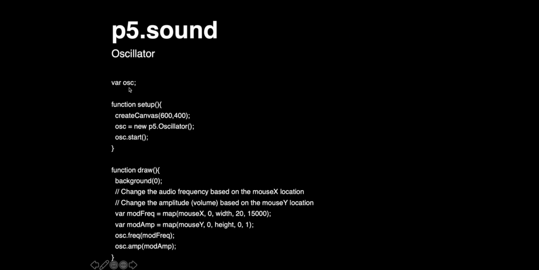To start, we're going to create a variable for an oscillator, and then we're going to apply that to an oscillator object. Start the oscillator, and then apply the frequency and the amplitude values to the mouse X and mouse Y locations. So frequency is probably going to be a range between 20 and 15,000. And amplitude is going to be a range between 0 and 1.